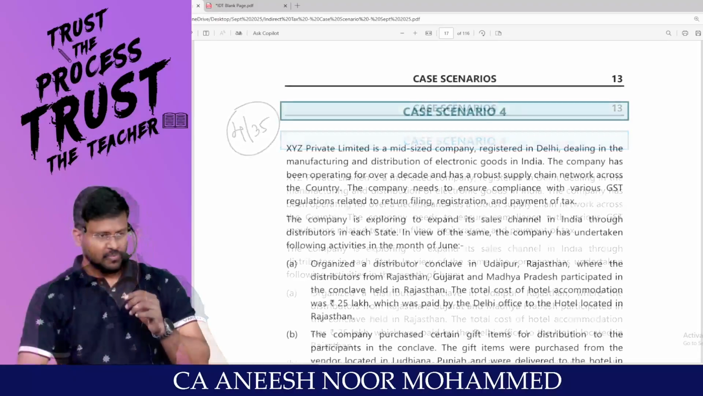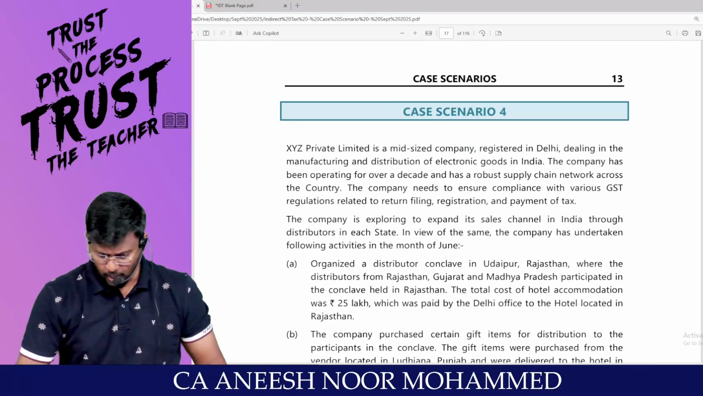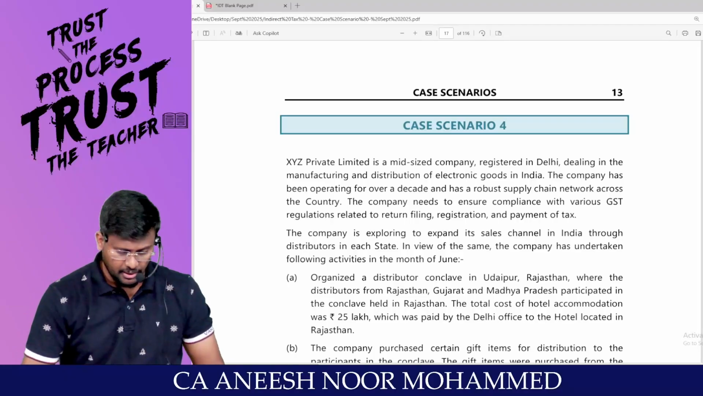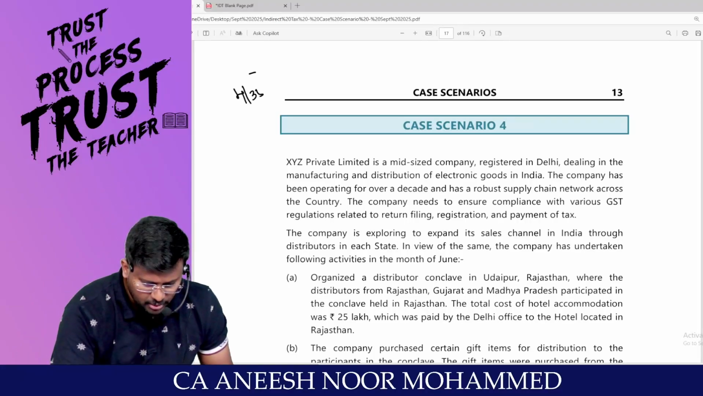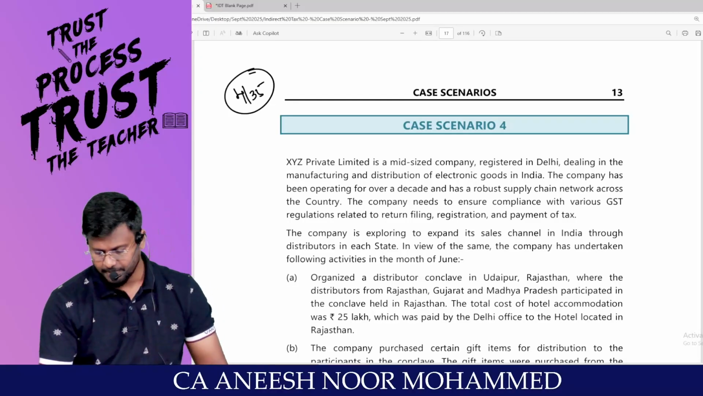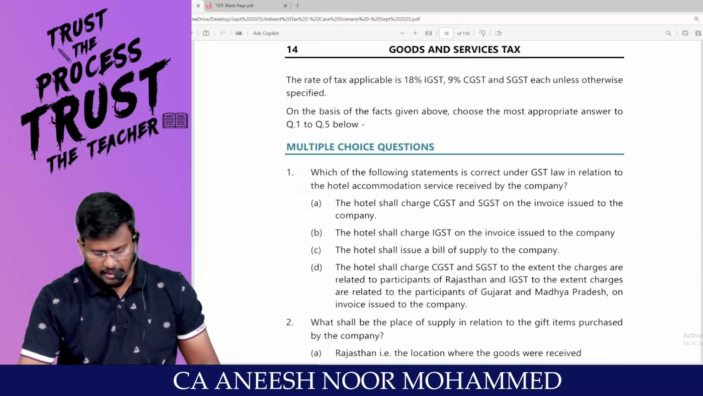Getting it, sir? Very happy morning to all. So we are doing the case scenarios in IDT. We have already solved the 3 case scenarios. I'm moving into 4 by 35 as the target. Always we know that we will be reading the requirement first, then we'll read the case scenario.